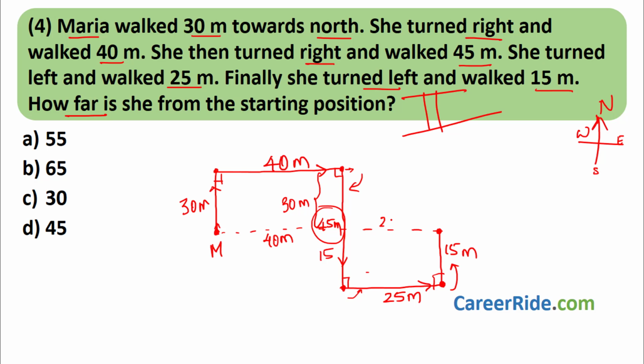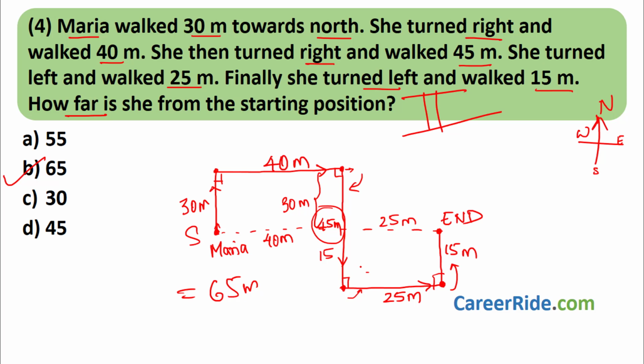So, if this is 25, this will be 25. So, the distance between M and M, that is the starting point and the end point. The starting point for Maria and the end point is 40 plus 25, that would be equal to 65 meters. So, the answer is B, 65. See how easy it is.